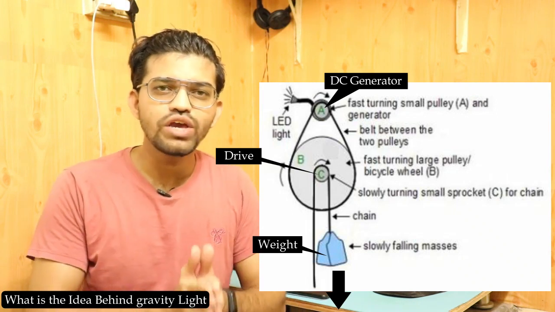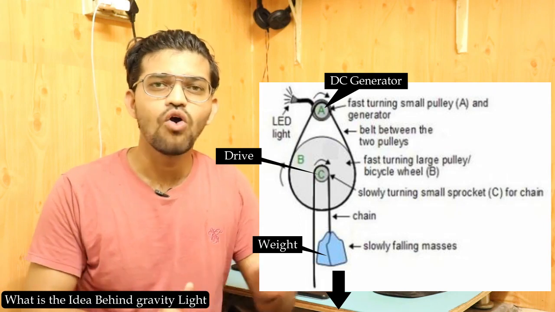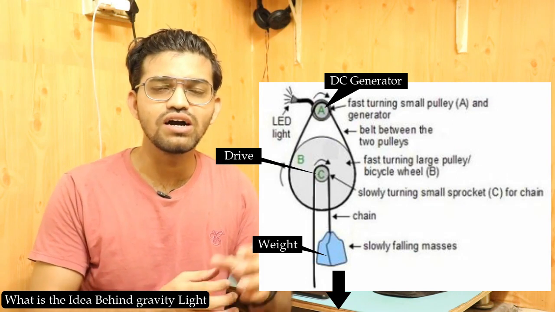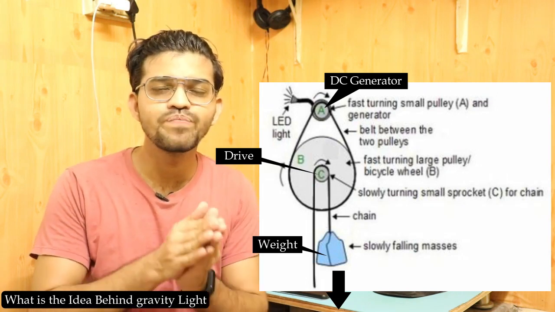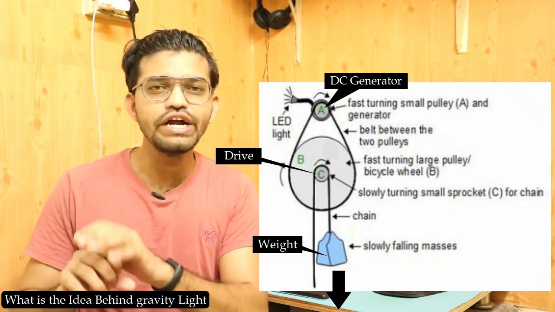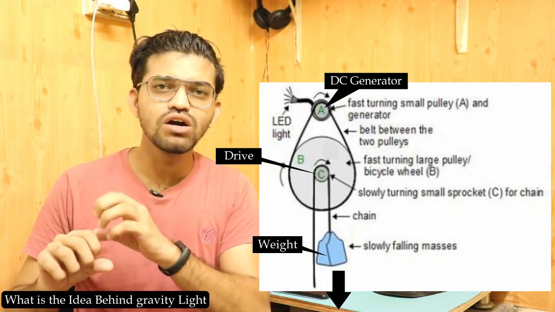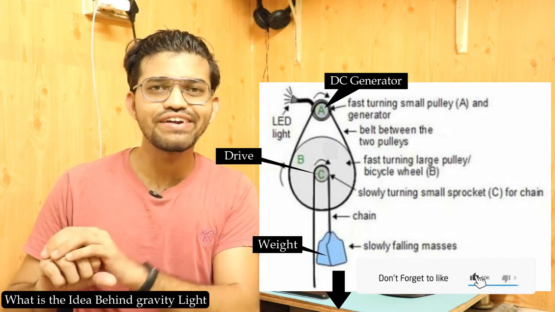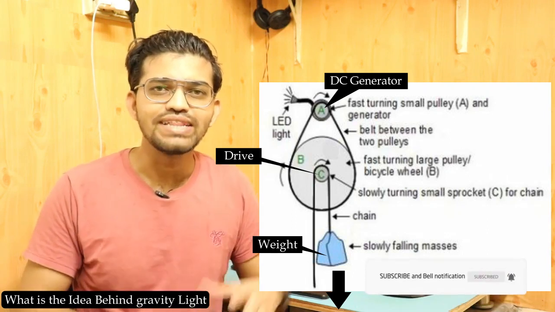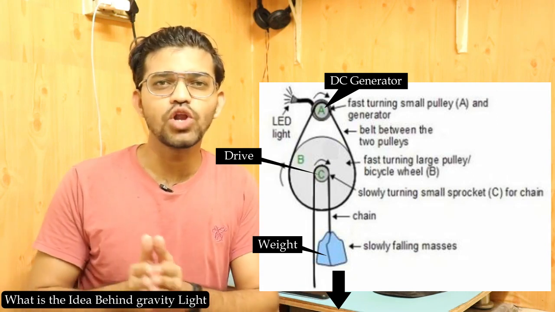Here the potential energy of the weight is extracted via gravity, and that potential energy gets converted into kinetic energy, that is the movement or motion of the internal drive or DC generator, and that kinetic energy of the DC generator gets converted into electrical energy, which will be used in the LED lights. That is the basic idea of this gravity light.